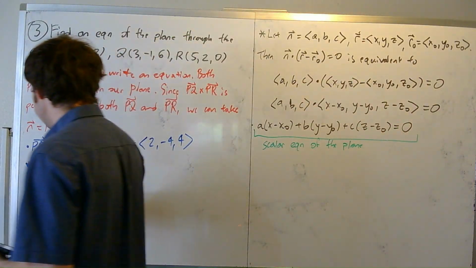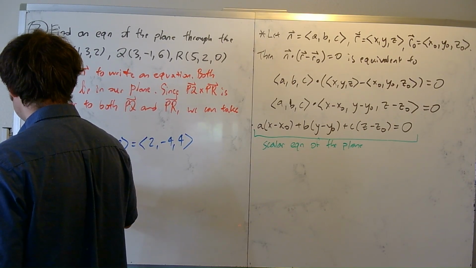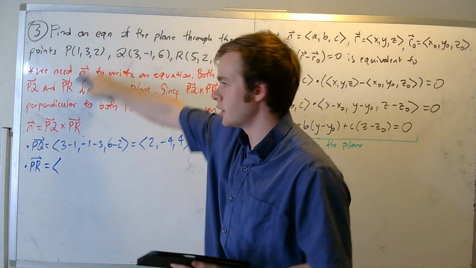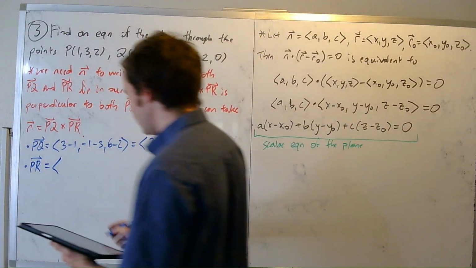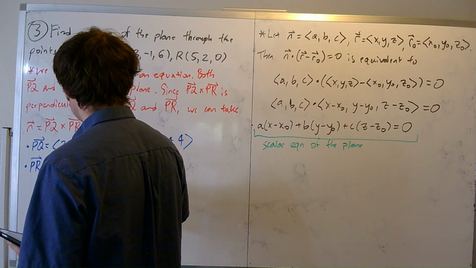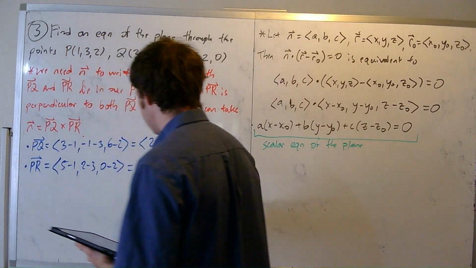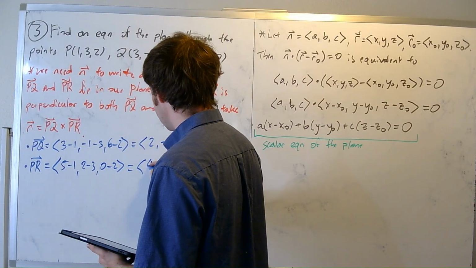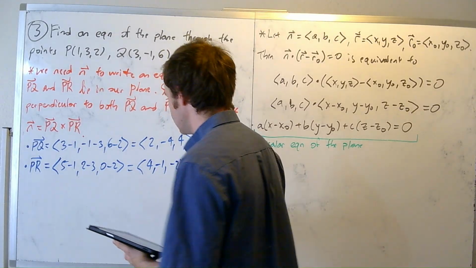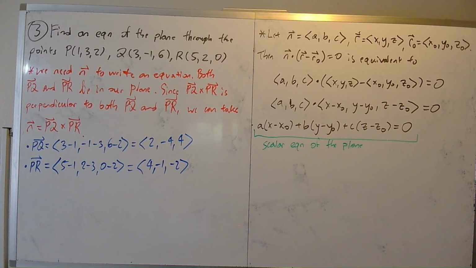And similarly, you can take the vector from P to R. Remember, you take the coordinates of R and you subtract the coordinates of P. So you're going to get 5 minus 1 and 2 minus 3 and 0 minus 2. So if you do the math there, you get 4, negative 1, and negative 2. Okay, so we figured out our two vectors, and now we need to take their cross product.